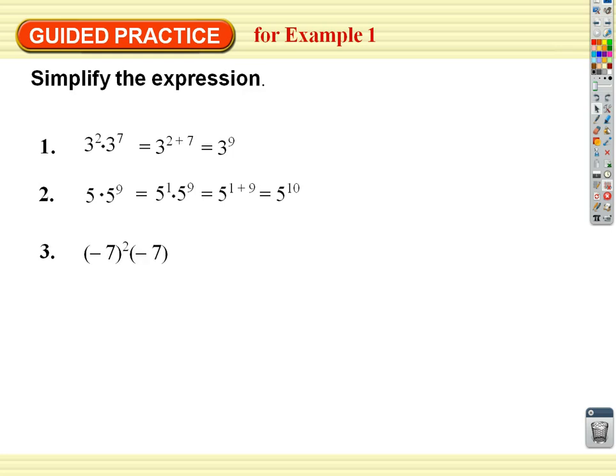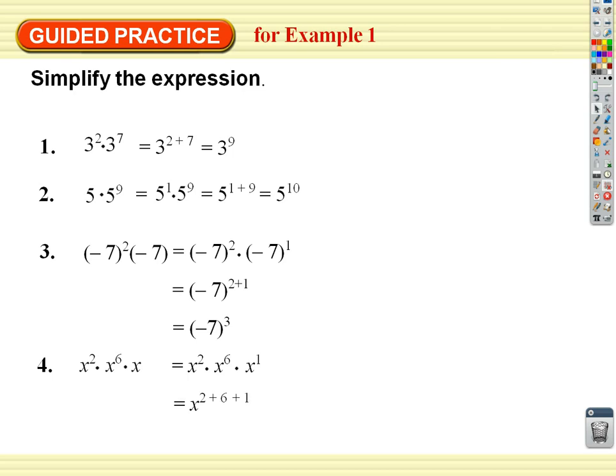Okay, why don't you try pausing the video and doing this one. Again, the base here is negative 7. I'm multiplying it 2 times, and I'm multiplying it 1 time. So together I'm multiplying it 3 times. You have negative 7 times negative 7 times negative 7. And finally, why don't you pause the video and do this one. Hopefully you put the 1 as an exponent for that last x, so you get x squared times x to the 6th times x to the 1st. Add them all together, and that gives you x being multiplied 9 different times.